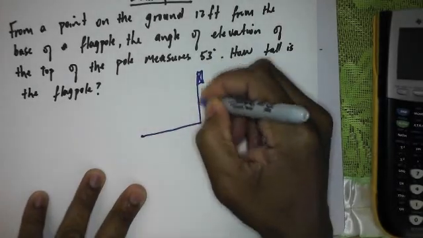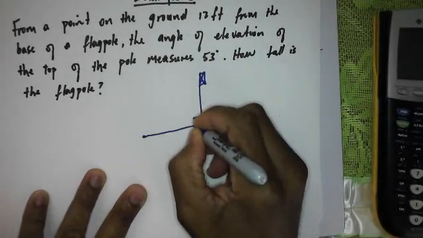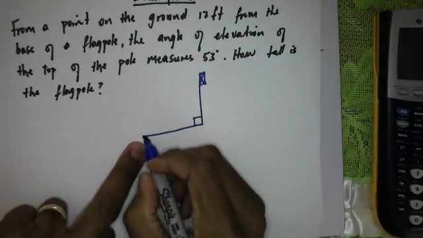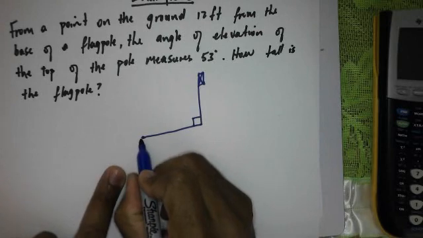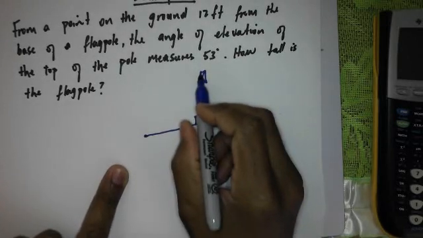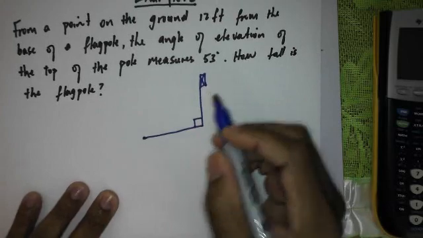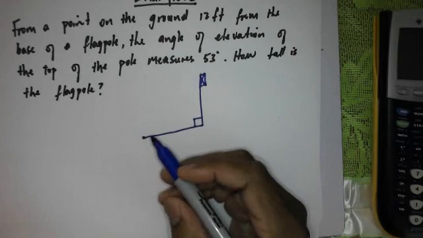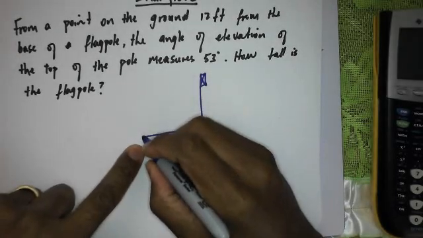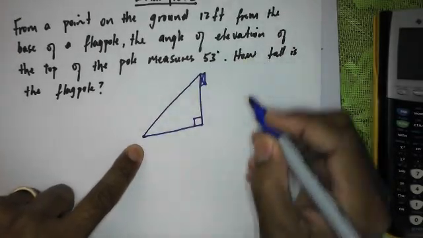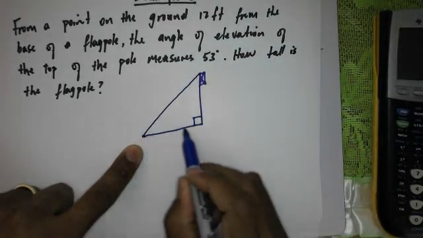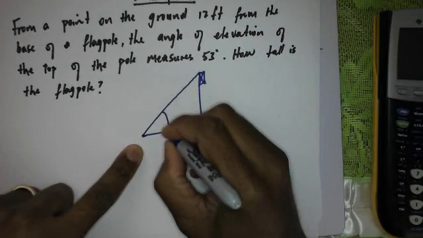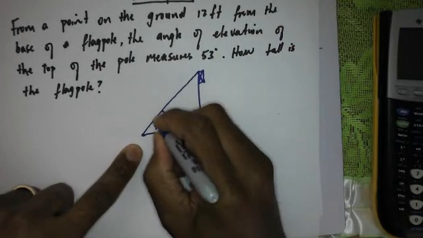Whenever a vertical meets a horizontal, it meets at a right angle, 90 degrees. So this is the point on the ground. The observer is here looking up at the flagpole. Since they did not tell us the observer's height, we're not going to draw the observer. So this is the observer's line of sight looking at the top of the flagpole. This would be the observer's horizontal, and this is the observer's line of sight. So the angle of elevation would be right here, which is 53 degrees.